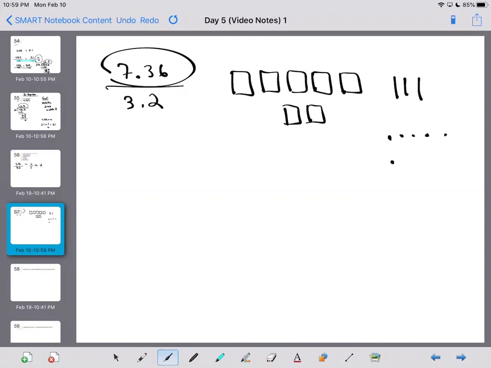So we have the 7 36/100. 7 flats, 3 rods, 6 units. And so we want to build the other side to be 3 2/10. So we'll just go along the side here and make that 3 2/10. So once I build it, I've got to scratch it off.